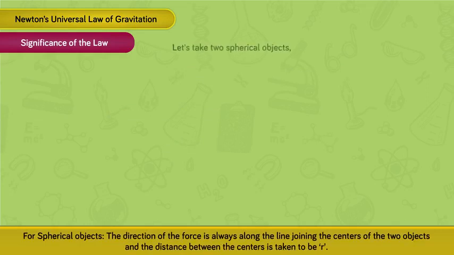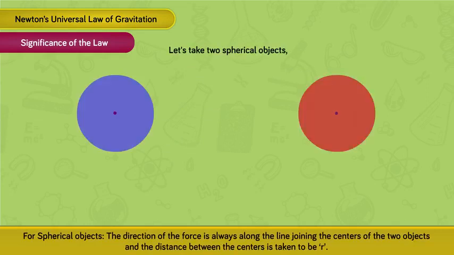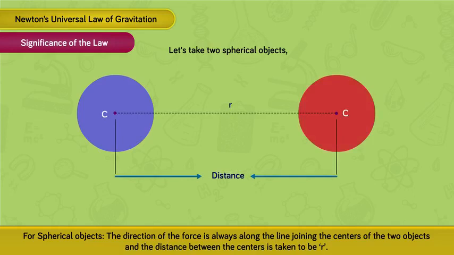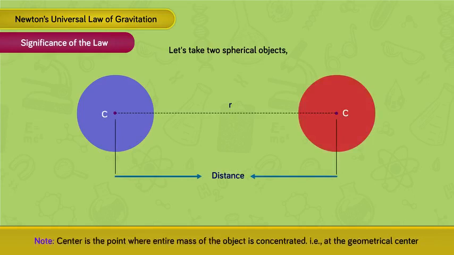Number 3. For spherical objects, the direction of the force is always along the line joining the centers of the two objects, and the distance between the centers is taken to be r. Note, the center is the point where the entire mass of the object is concentrated, that is, at the geometrical center.